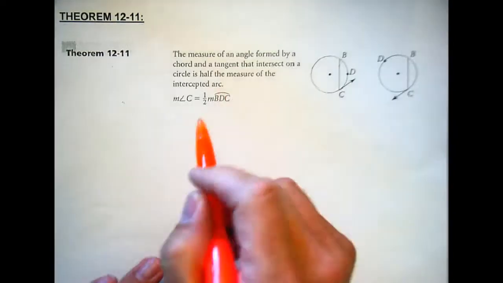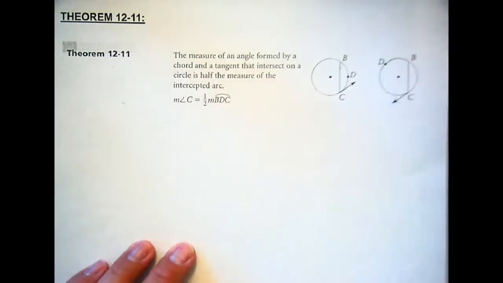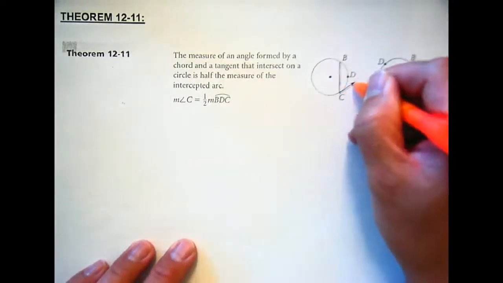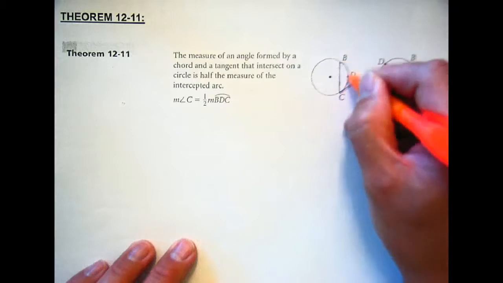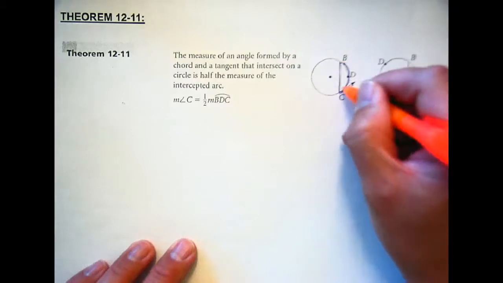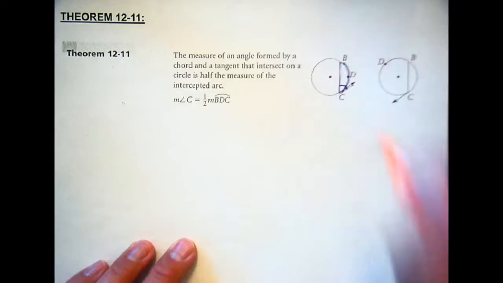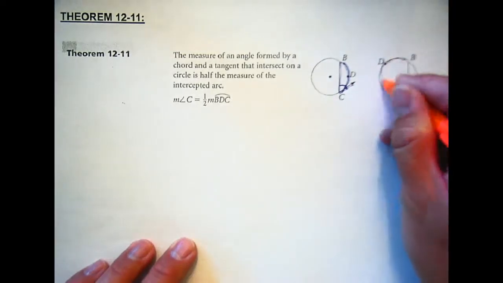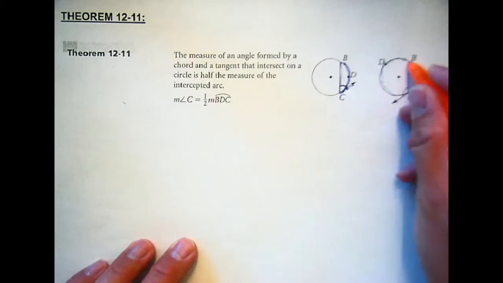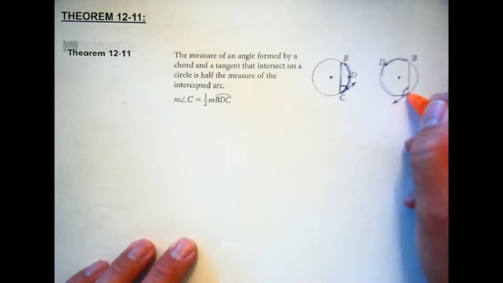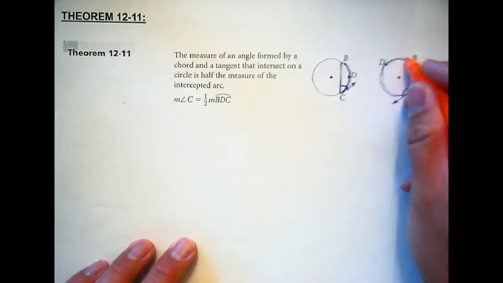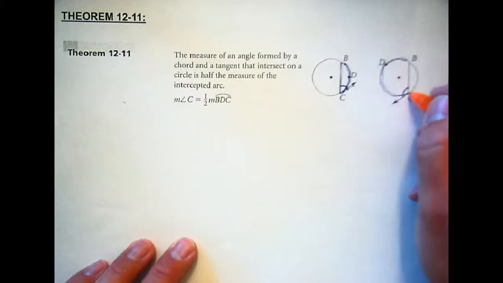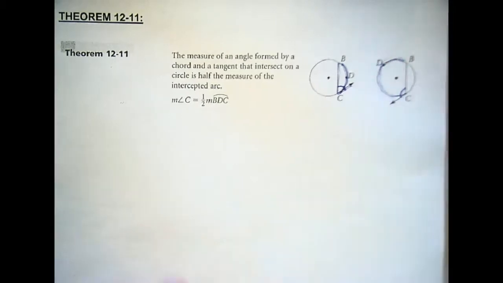So note this theorem is really similar to the other one. In this one you have angle C is half of arc BDC, in this case. So angle C, this angle, is half of the measure of the intercepted arc. This is where a tangent line hits a chord. The angle formed by the tangent and the chord intersecting is half of the measure of the intercepted arc from that chord to where that chord hits.